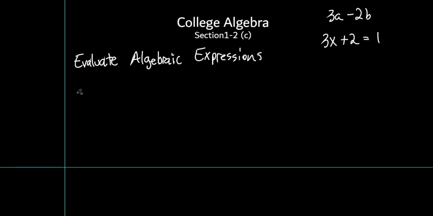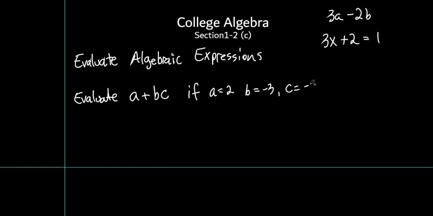For instance, here's what they're going to do. Here's an example. They're going to say evaluate a plus bc. Now, if that's all they told you, there's absolutely nothing you could do with that. But they're going to tell you what a is equal to, what b is equal to, and what c is equal to. Then you're going to plug it in, and figure out what that number is when I do all that stuff to it. All right? So let's see. If a is 2, let's stop the whistling, please. A is 2, b is negative 3, and c is negative 5.